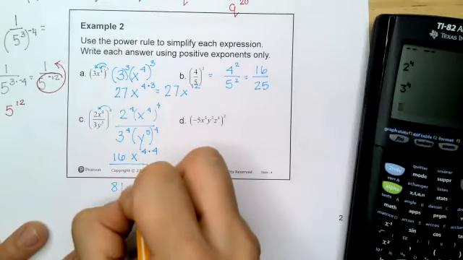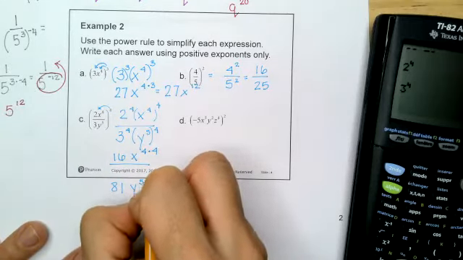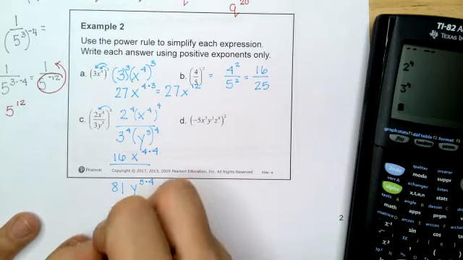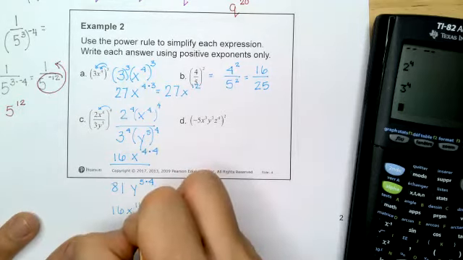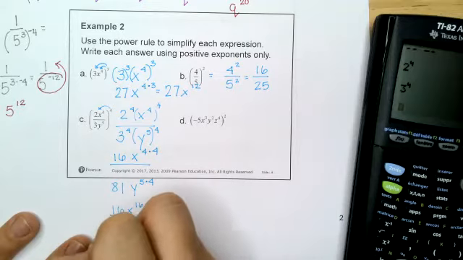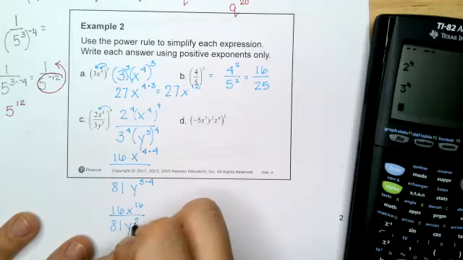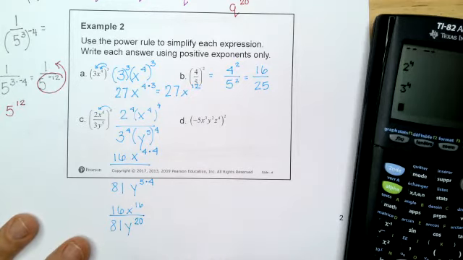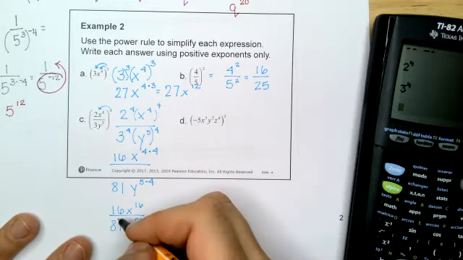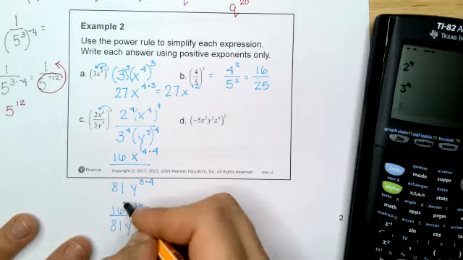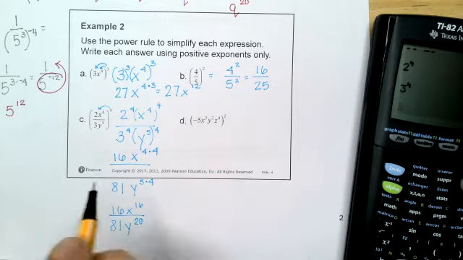Y to the 5th raised to the 4th means 5 times 4, right? So now you have 16, x to the 4 times 4 is 16, over 81, y, 5 times 4 is 20, right? And you kind of want to look at these and make sure you can't simplify them, which I know is a lot, but we can practice simplifying them.